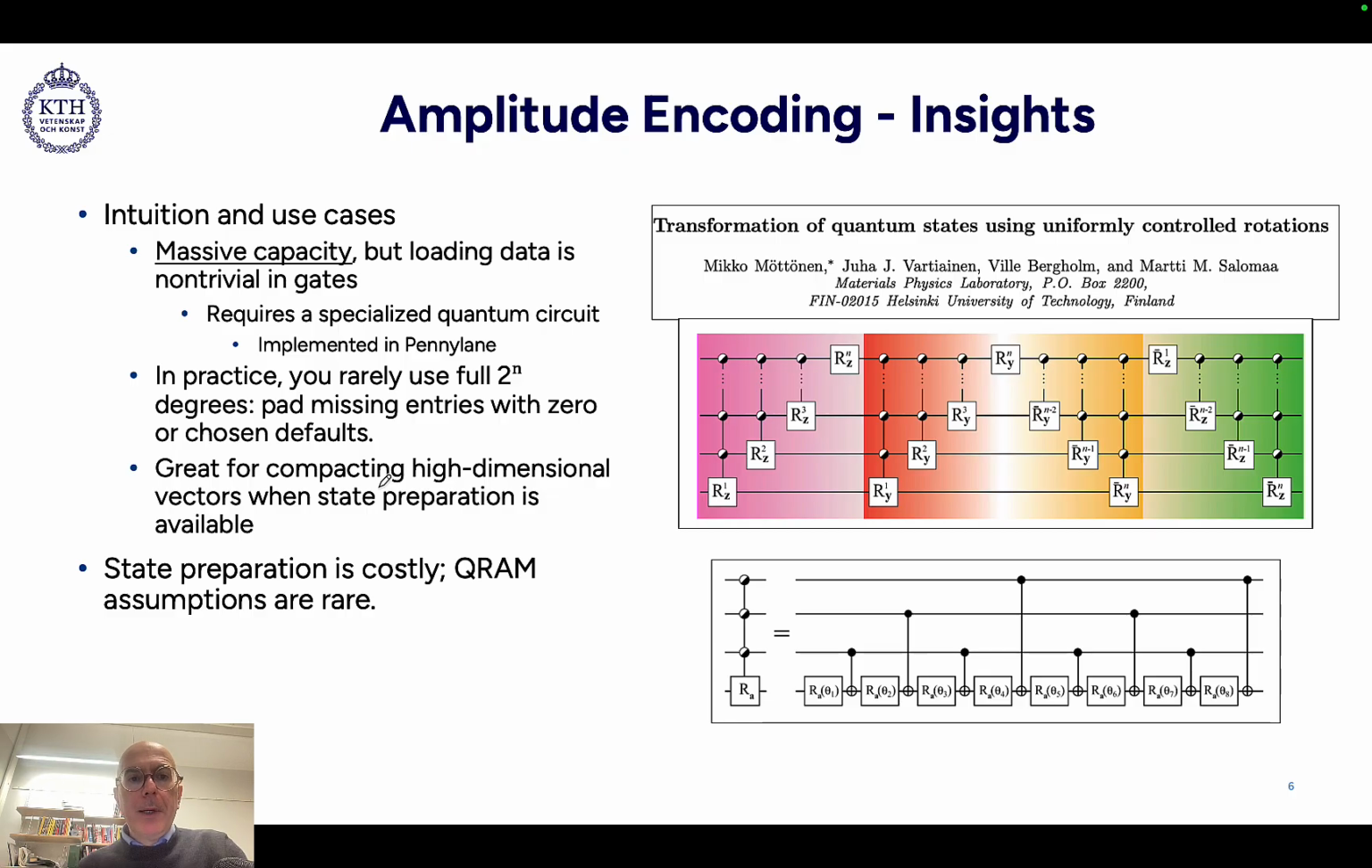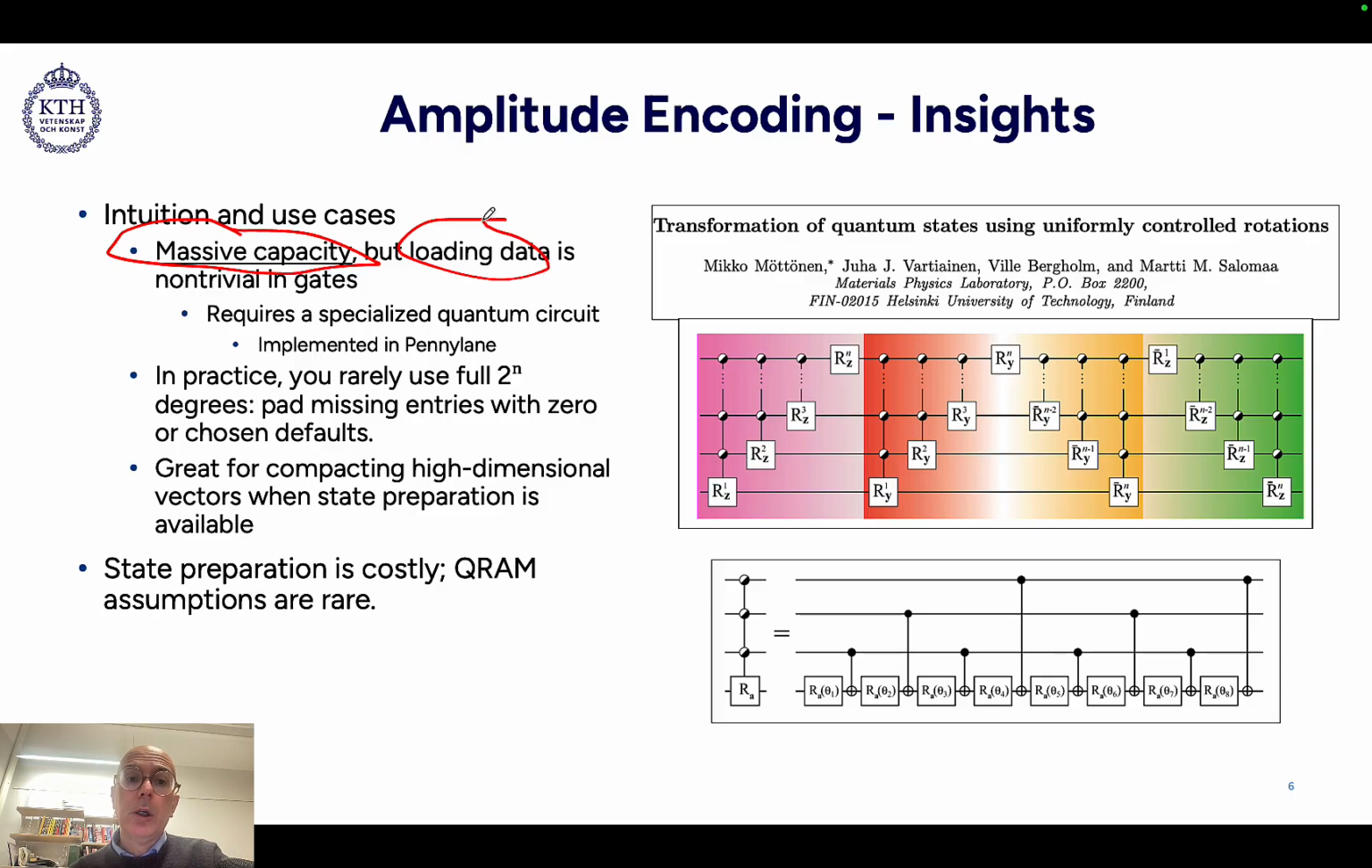So as you probably understood after this very brief introduction to amplitude encoding, one of the major capabilities of this feature map is the massive capacity. By just adding 1 qubit, we are basically doubling the capacity of expressing new data. However, the loading of the data is non-trivial. What does it mean that loading data is non-trivial? Well, it means that the quantum circuit is quite complicated.